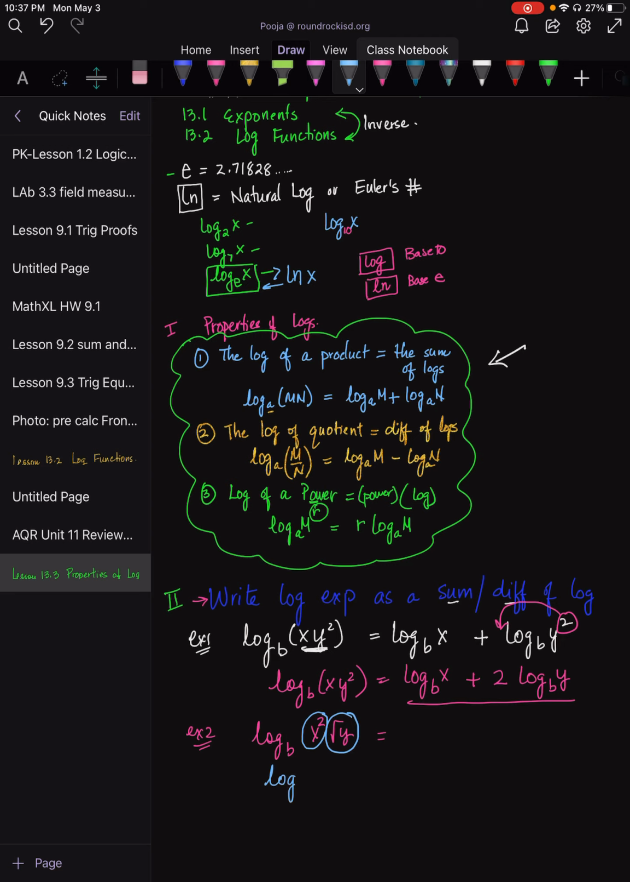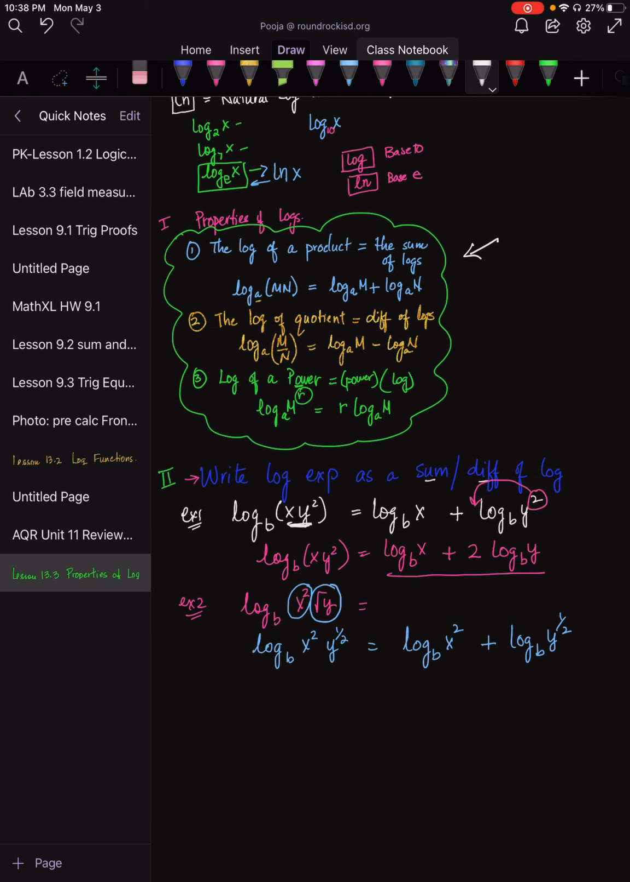I hope you remember that roots are basically fraction powers. So this is basically y raised to the half power because it's a square root. So one more time, this is log of the product of x squared and y to the power of half, which means I can use the product property, the first property. I can rewrite this as a sum of log base b of x squared, log base b of y to the power of half.